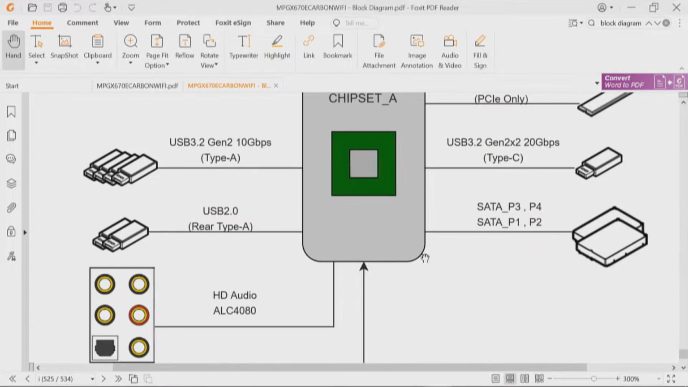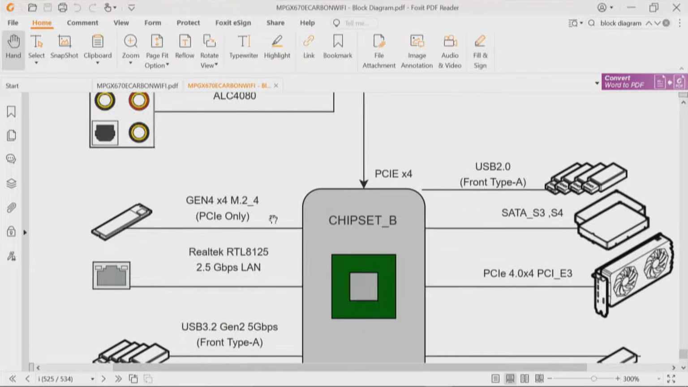Going down to the secondary chipset where we should have 12 lanes. On the left side, generation 4x4, M.2_4, 4 lanes. The Realtek LAN should be 1 lane, and right here is 2 SATA ports. And right here, which is 2 lanes, and right here is the third slot, which is PCI Express 4.0x4, PCI_E3.